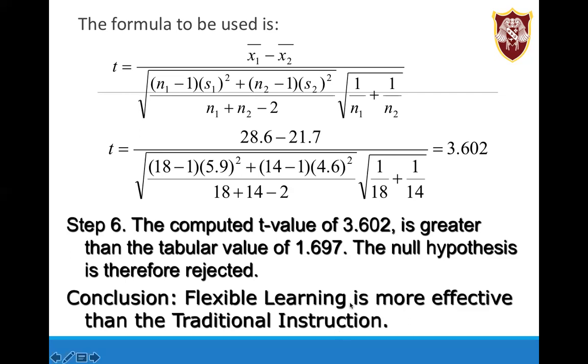So step number 7, the last one, is to state the conclusion, draw the conclusion, and that is based on the hypothesis that is accepted. So since we reject the null, that means we accept the alternative hypothesis. So for our conclusion, we say that flexible learning is more effective than the traditional instruction. Okay, so that is for example number 1. Let's have the second one.